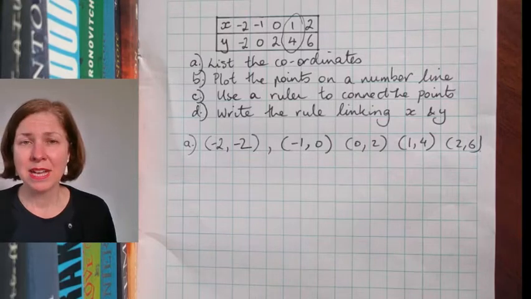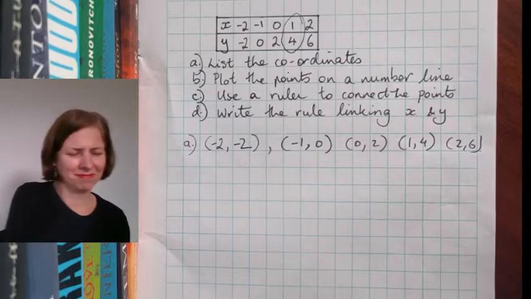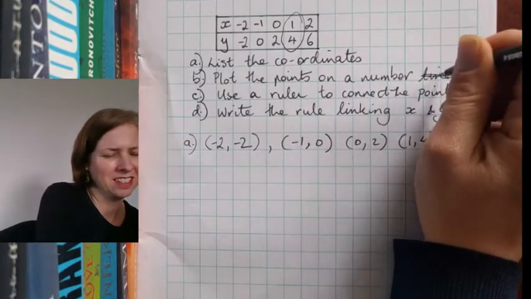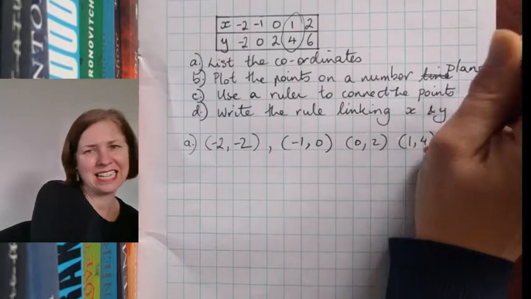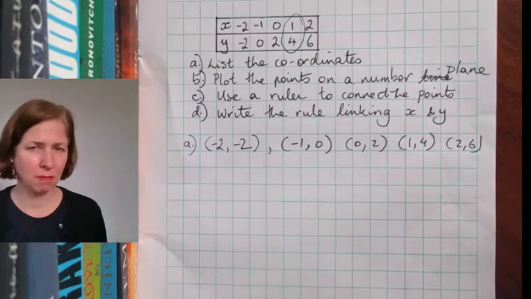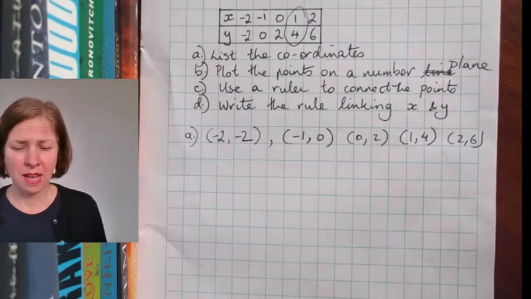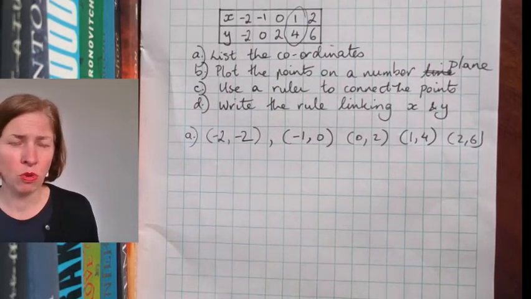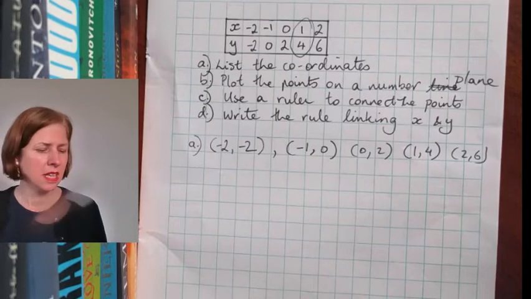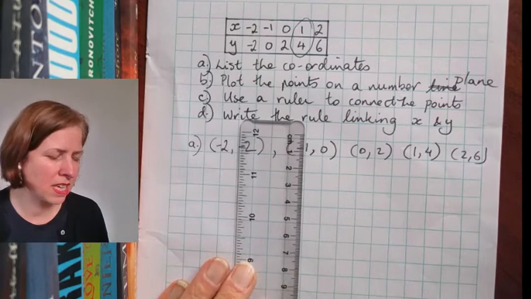All right, now my second question is B, plot the points on a number line. Oh, that's supposed to say on a number plane. We can't plot points on a number line, we can only plot numbers on a number line. So I haven't got a plane drawn, so I'm going to draw it, and maybe you can draw it with me or you can pause it, but I'm going to keep the camera rolling while I draw it and I'll talk through what I'm thinking about.